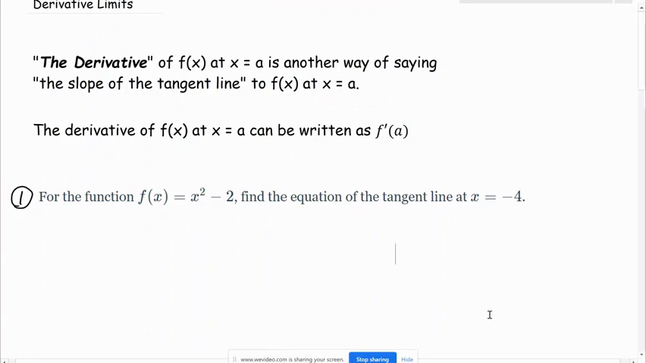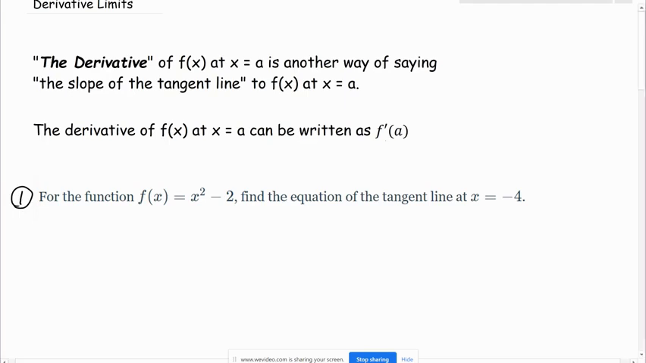Hello, everybody. For the last couple of days, we've been looking at finding the slopes of tangent lines using a limit. That process of finding the slope of a tangent line is called the derivative. So from now on, instead of saying the slope of the tangent line, we'll simply say derivative. The derivative of a function is an equation that can give you the slope of the tangent line.